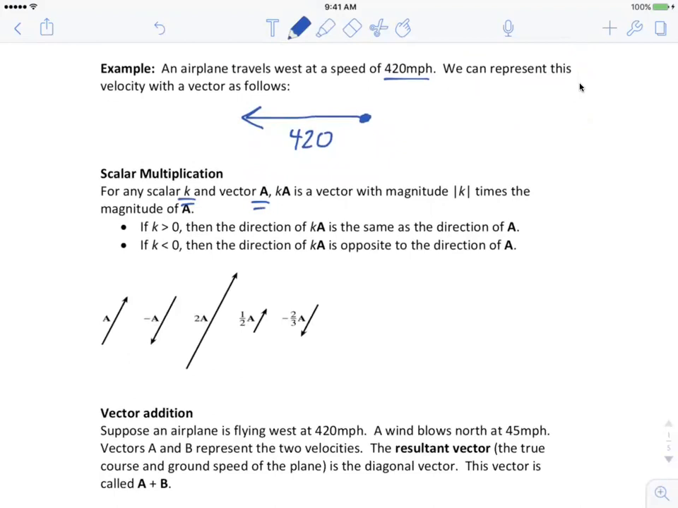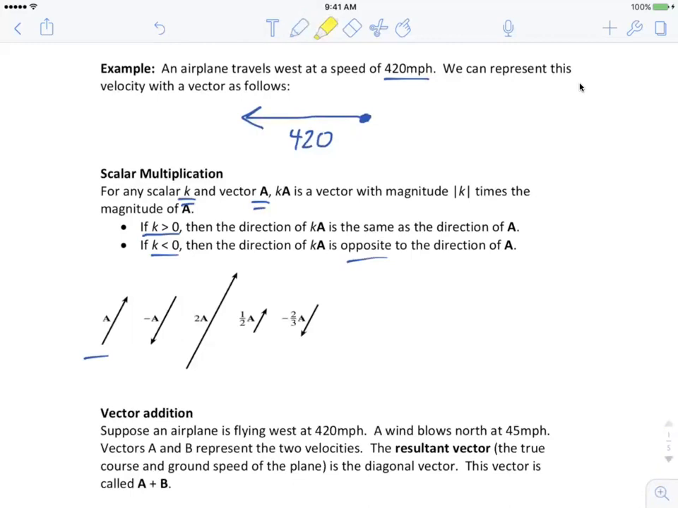One note of notation: bold is usually used for vectors. So if you see a variable in bold, that's notation for a vector. Here, notice the A is boldface, and we're going to multiply that by K. If K is greater than 0, the direction is the same as the direction of A. If K is negative, the direction is opposite. So let's look at some of these examples.